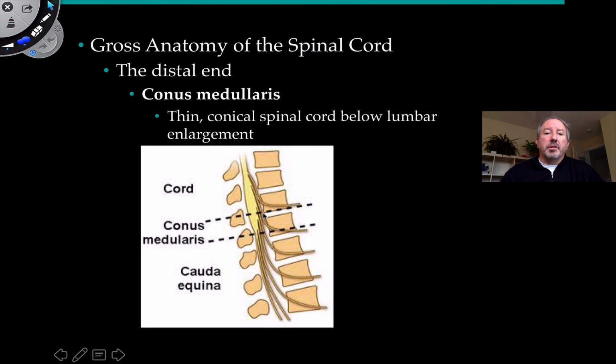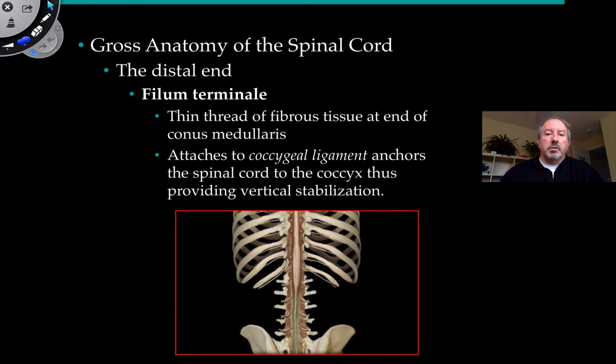Okay, a little bit more gross anatomy of the spinal cord. So this distal end or lower end right here, at the very bottom of the spinal cord, you get something known as the conus medullaris. It's just below the lumbar enlargement. It's where the spinal cord becomes conical and gets a little bit thinner, right in this area, before it branches into the various roots of the cauda equina, or horse's tail. And so this distal end is particularly interesting.